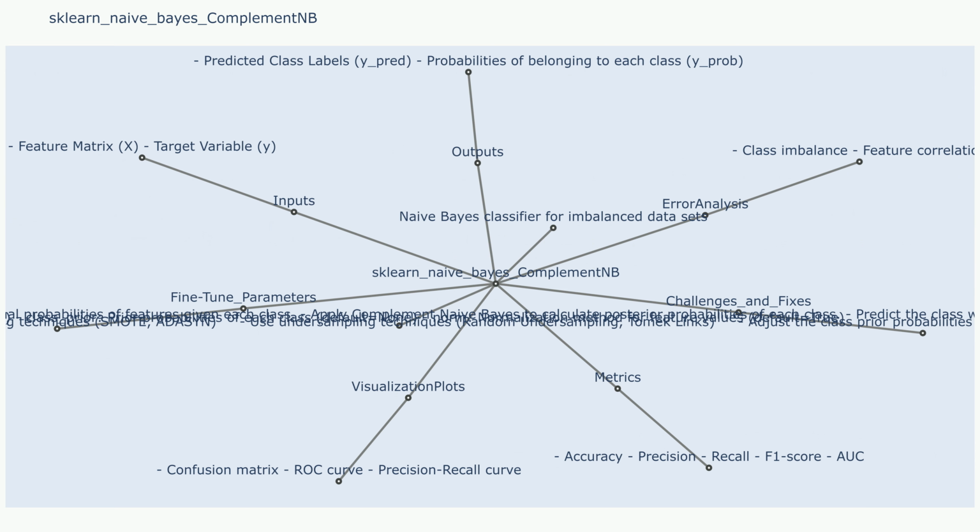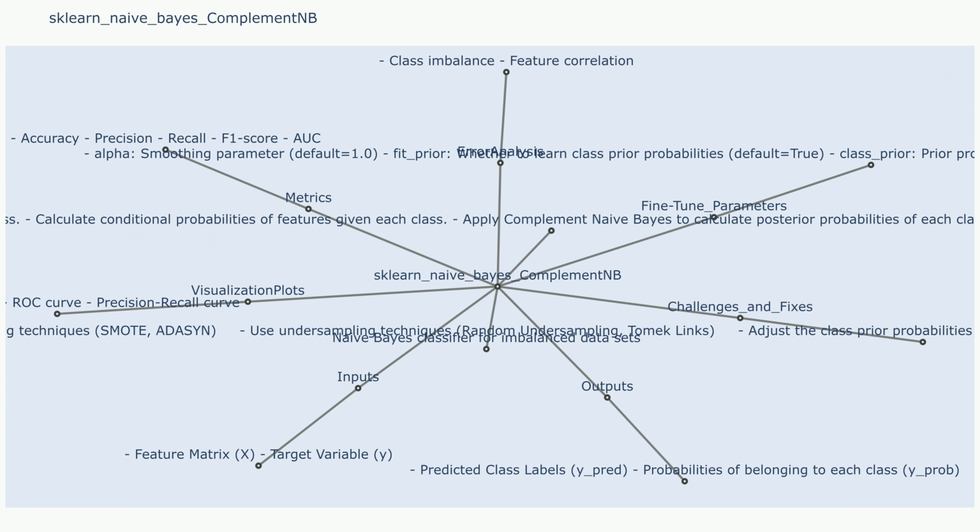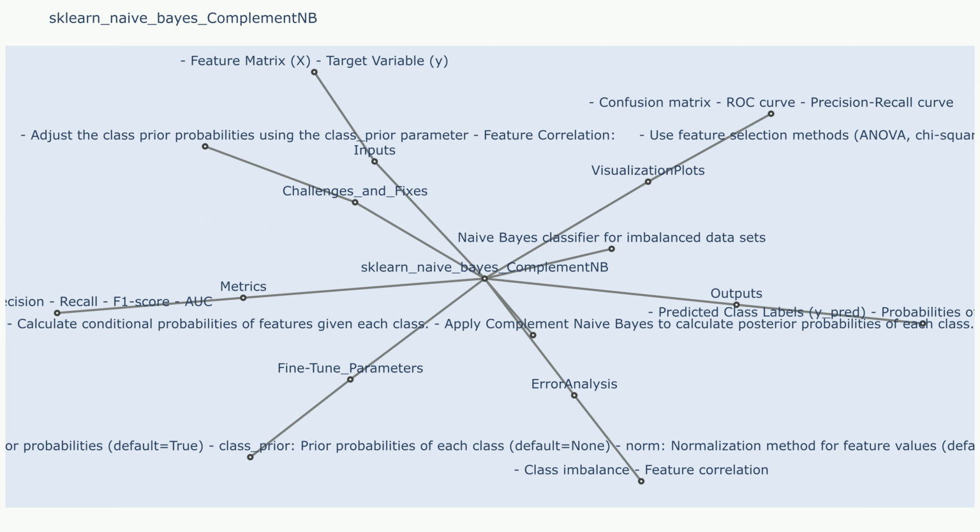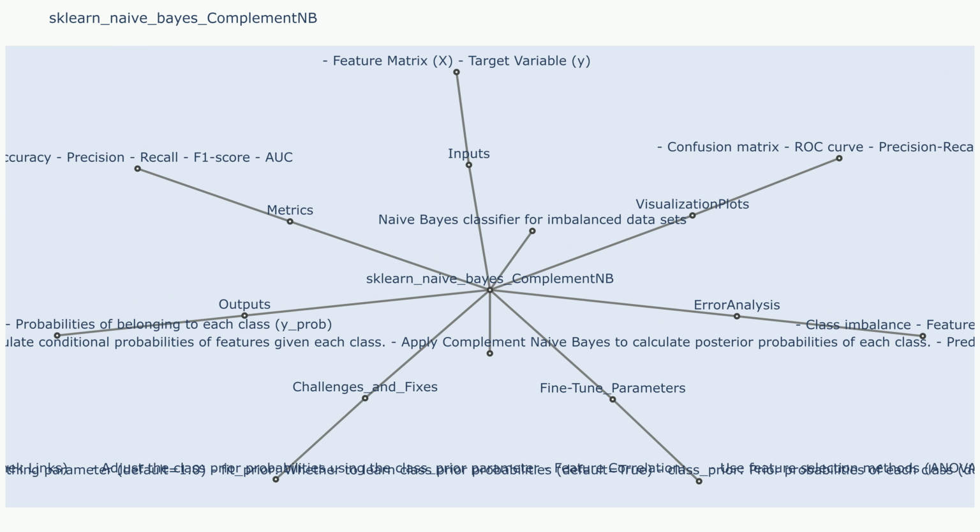Uncertainty methods. Confidence score. The probability assigned by the model to the predicted class represents the confidence score. Challenges and fixes. Challenge 1. Feature sparsity. When dealing with very sparse datasets, complement NB might struggle to learn accurate probability distributions. Sample use case. A dataset with a high percentage of missing values or features with low frequency could result in sparsity.